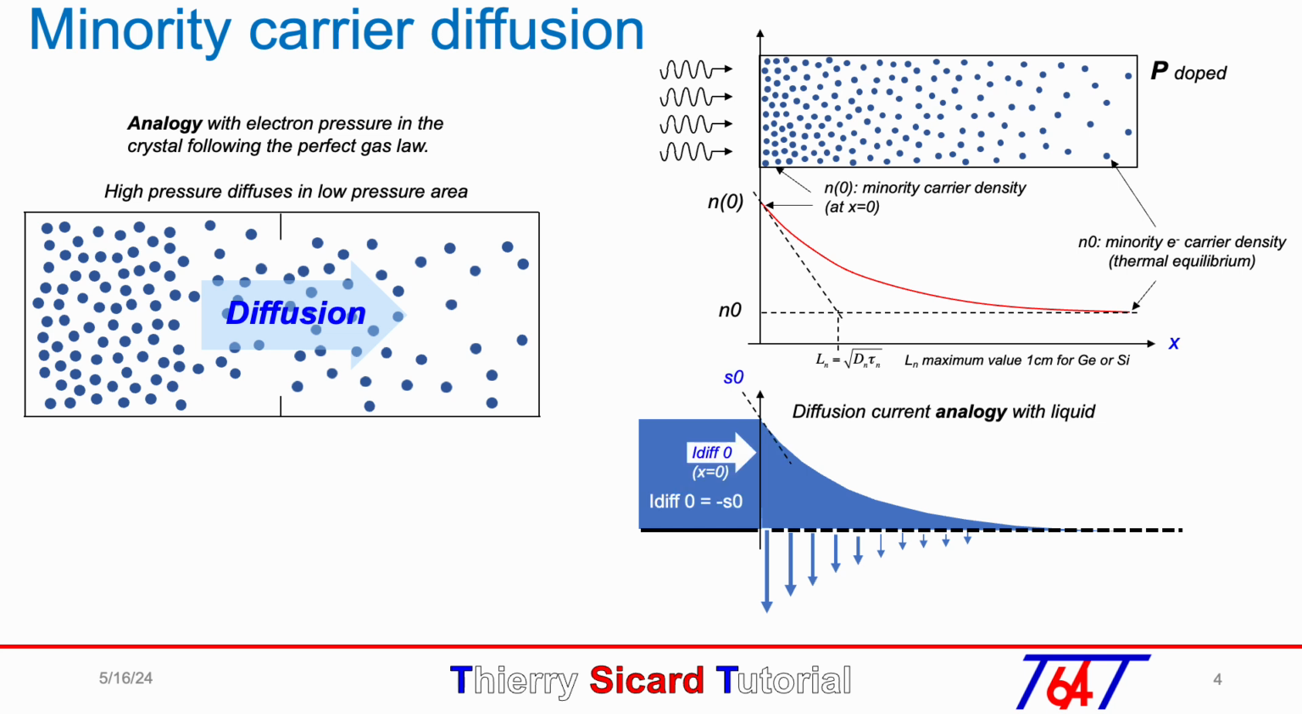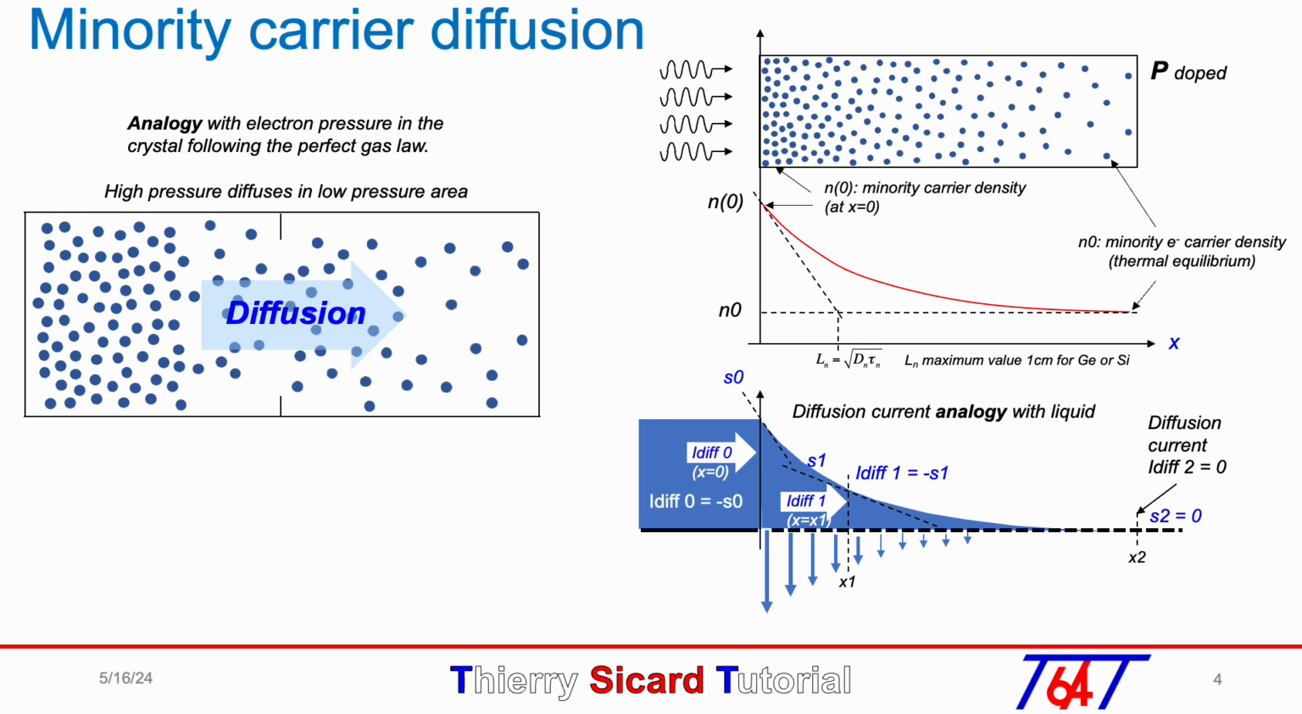end. It is intuitive that the height liquid variation, the slope S0, is proportional to the diffusion current IDiff0 going through the channel section at x equals 0, and IDiff1 crossing the section at x equals 1 is proportional to the slope S1. Of course, when x increases, the slope equals 0, which means that water current does not diffuse anymore. The water height in the channel represents the minority carrier density in the silicon.